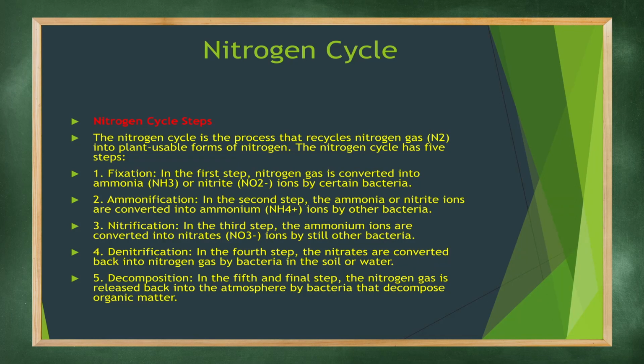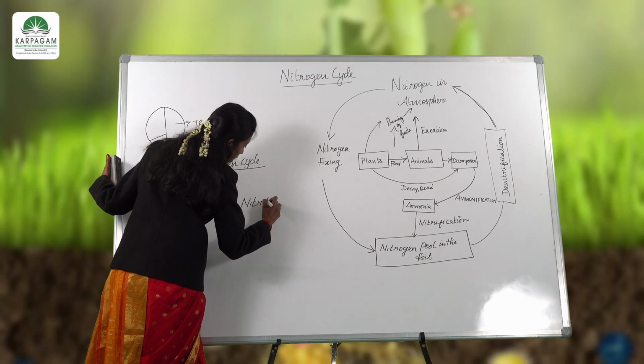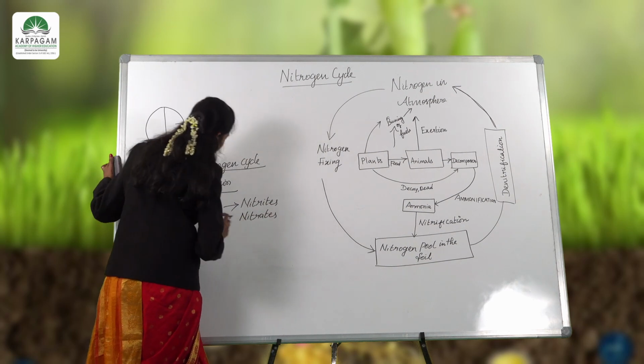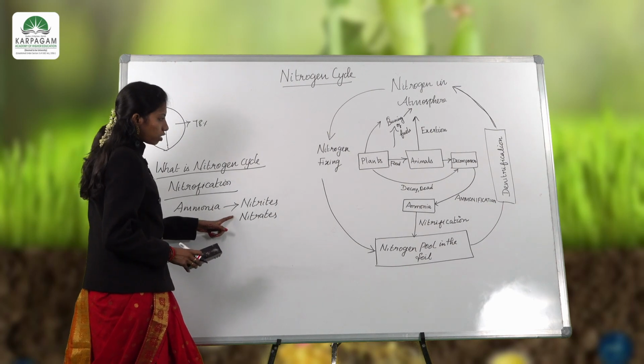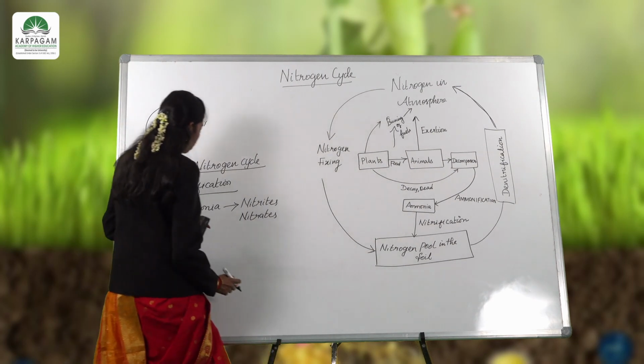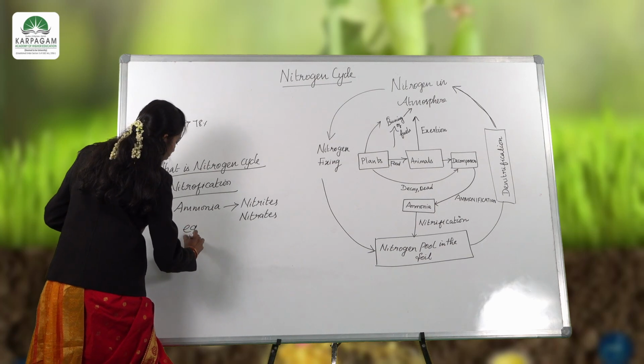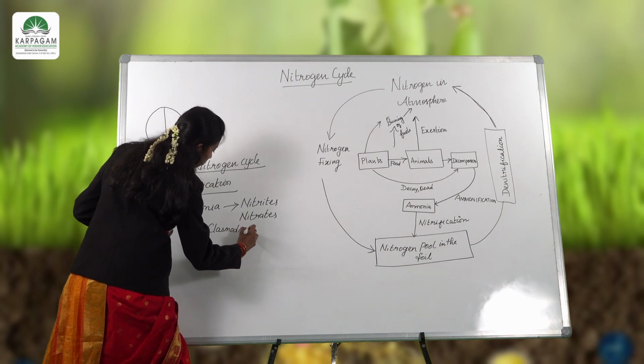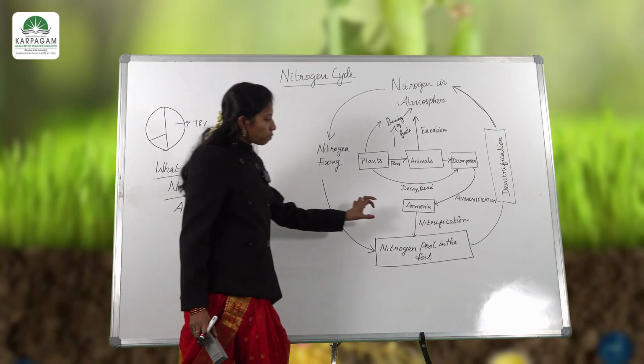Next we have the nitrification part. In our nitrification part, we have ammonia, and this ammonia will be broken down to produce nitrites and nitrates. This will lead to the production of nitrogen, and that is why we call this part nitrification. Example, Plasmodium. So this part is completed.